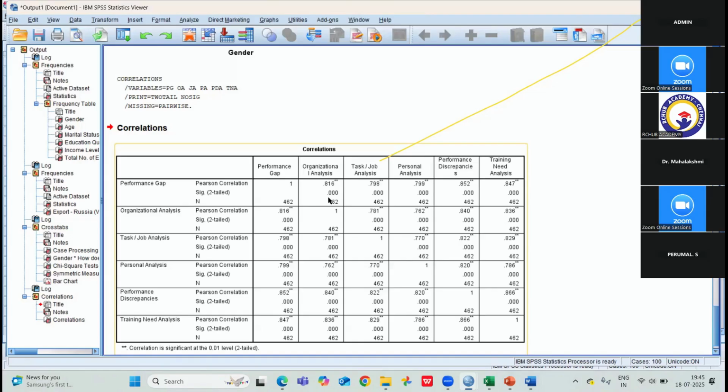No, ma'am. I think you have made a wrong setting. If you have considered 99% as the confidence interval, obviously most of the time the significance value will not get 0.000.